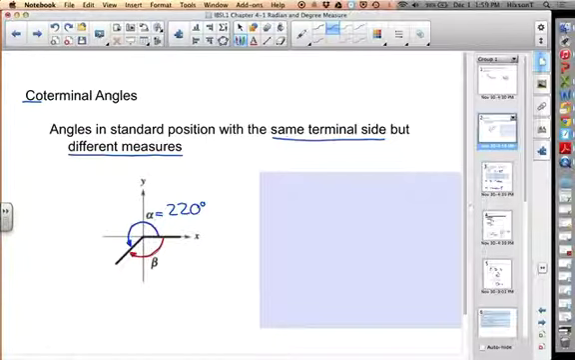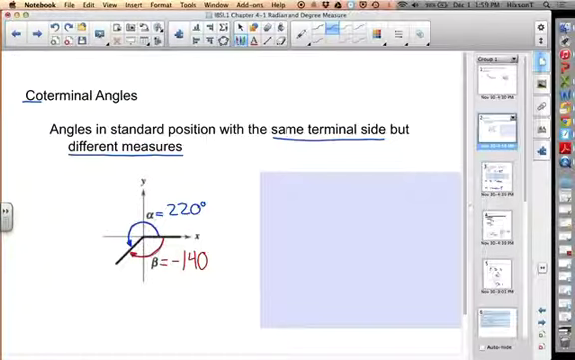Now, a full circle is how many degrees? 360. Okay? It's 360 degrees. So how many more degrees would we need to make the full 360? 140. Okay? So, when this one's rotating in the positive direction, 220, this one, beta, has to rotate a negative 140 degrees to be coterminal with the 220 degree angle.